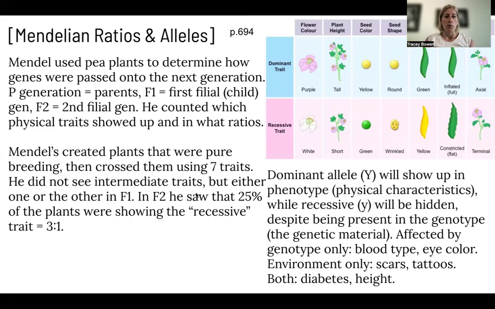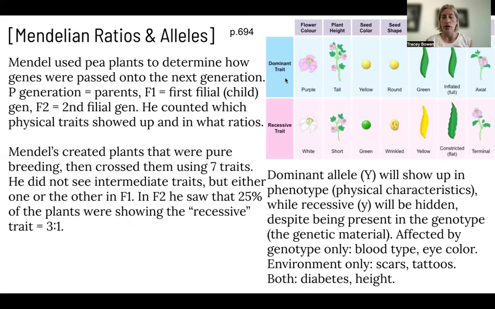But when he first crossbred them, he didn't see any intermediate traits, so it wasn't like a combo purple-white. It was just that in F1, what he did see was just all purple flowers. And in F2, though, he saw that 25% of the plants were showing this recessive white flower. And so what was going on in F2 is he had these were no longer true breeding plants, in that they would always produce purple flowers. So in F1, they were true breeding.